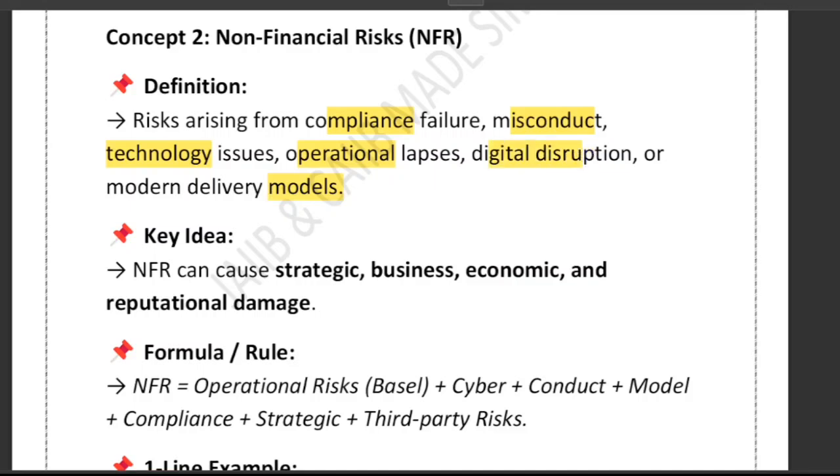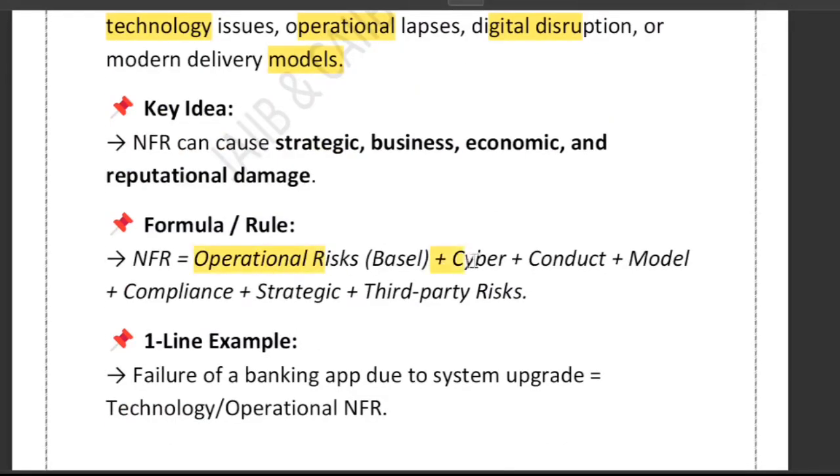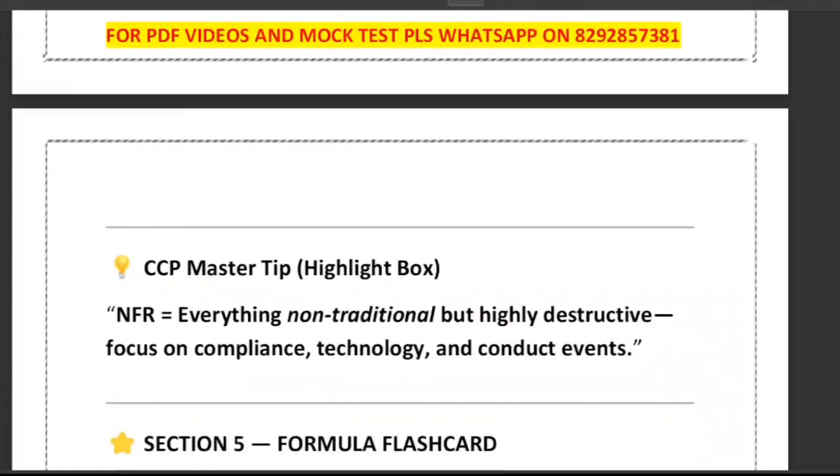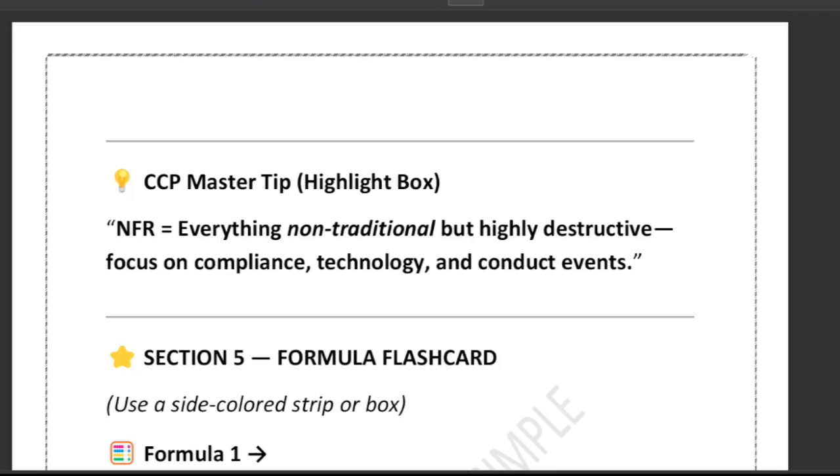So these risks don't directly hit profit like credit or market loss. They don't directly hit the profit, but they can cause huge damage to a bank's reputation, business continuity, customer trust and long-term strategy. So the NFR formula is operational risk, cyber risk, conduct, model, compliance, strategy, and third party risk. For example, suppose a bank app stops working after an upgrade. That is a technology or operational NFR. So the master tip is that NFR is everything non-traditional but highly destructive.